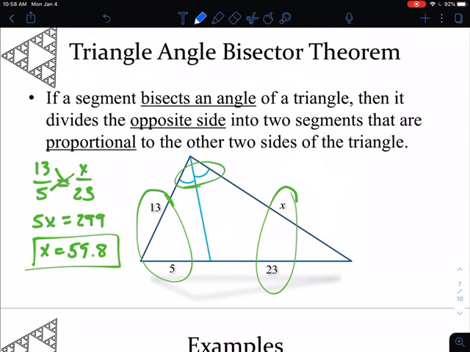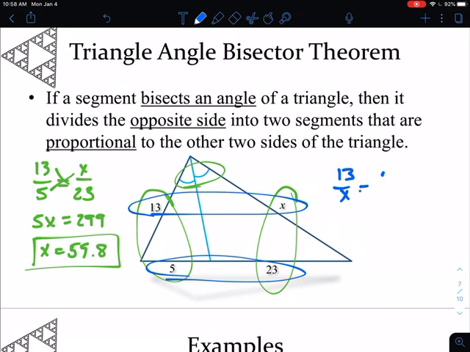Or again, just for a quick reference, if we did left to right with left to right, that would be 13 over x equals 5 over 23. And when I cross multiply, I get the same thing. 5x equals 299, and so x would equal 59.8 like we saw.